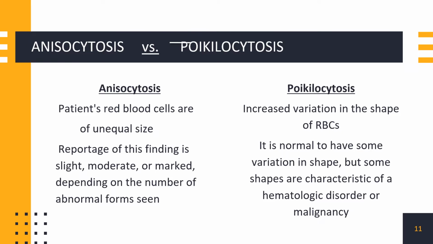Meanwhile, poikilocytosis is defined as an increased variation in the shape of RBCs. It is considered normal to have some variation in shape, but some shapes are characteristic of a hematologic disorder or even a form of malignancy or cancer.